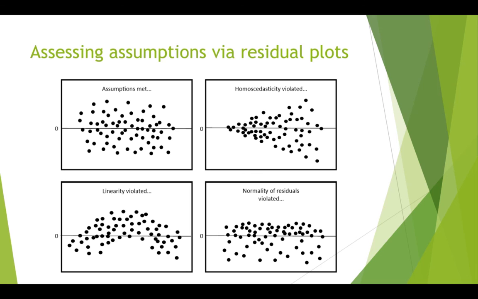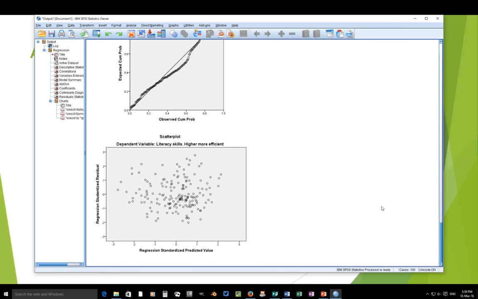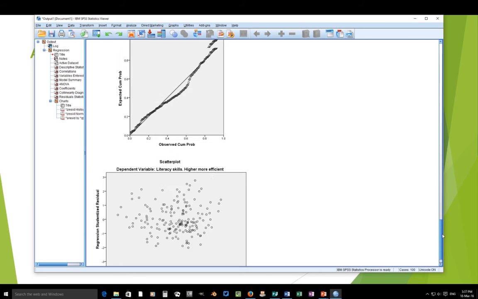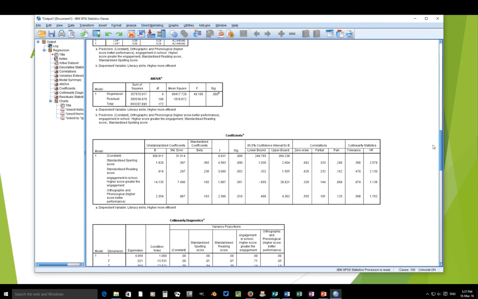Okay, so now we're going to go back to SPSS. Okay, so now we're back in SPSS, and we've decided that our assumptions are met because that residual plot is okay. It's showing a little bit of positive skew, bit of stretch up versus less stretch down, but not much, not enough to worry about. So I'm going to go back to my results and interpret those.